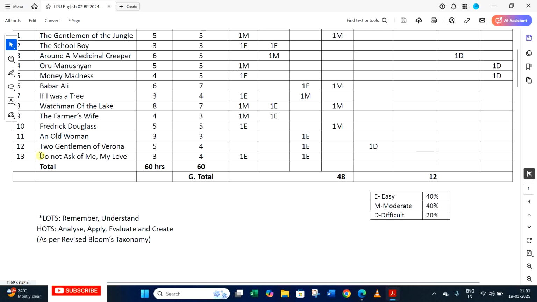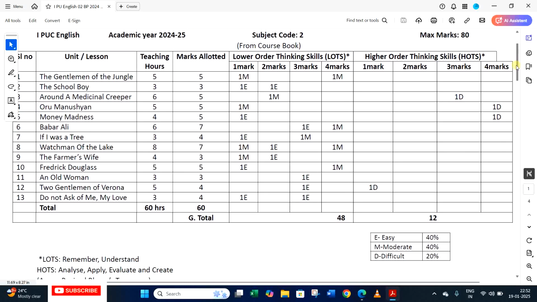That is the last unit, number 13, Do Not Ask of Me, My Love. It's a poem by Faiz Ahmed Faiz, and marks given for this unit are 4 marks. 1 mark 1 question and 3 mark 1 question, to sum total 4 marks. So in this way, my dear students, the marks are given to each unit. Accordingly, you can find over here how marks are divided.